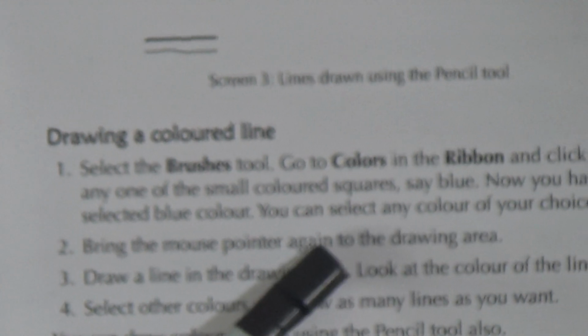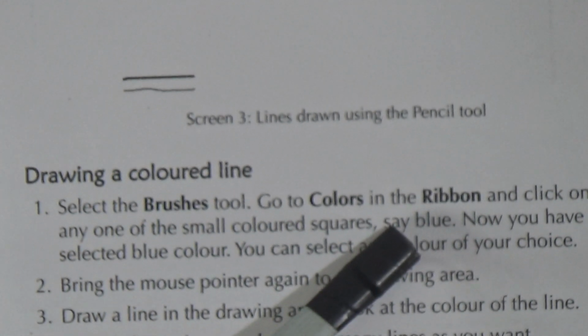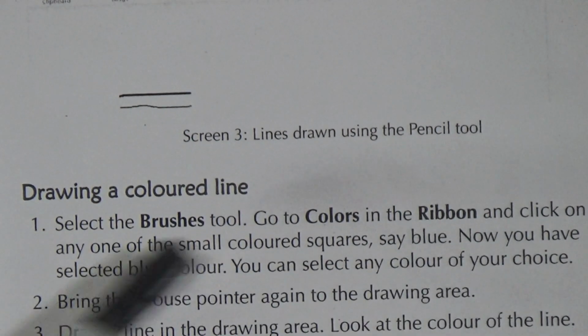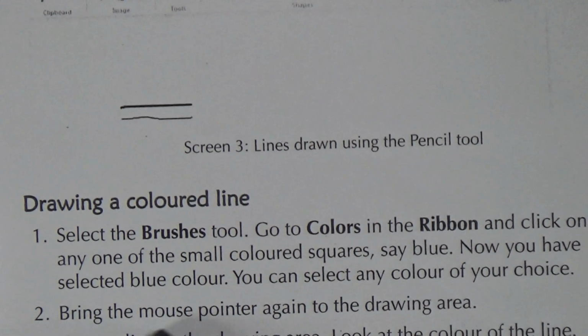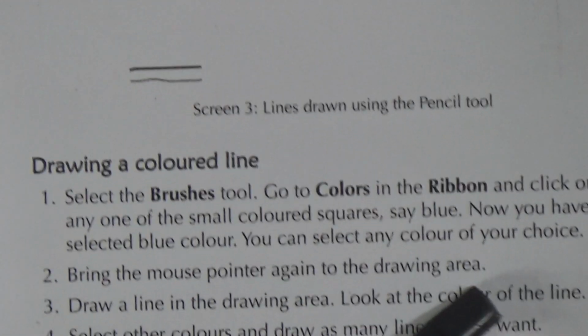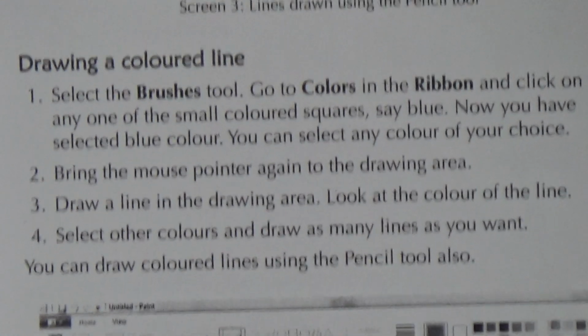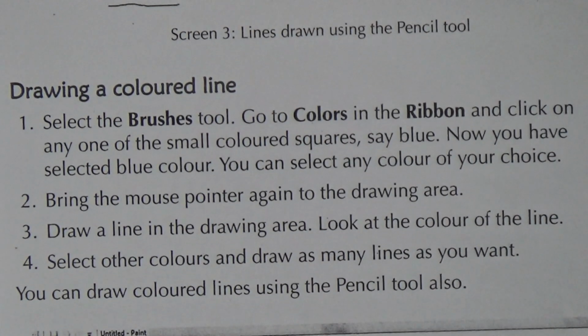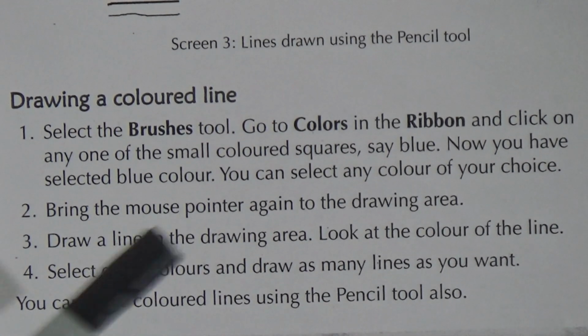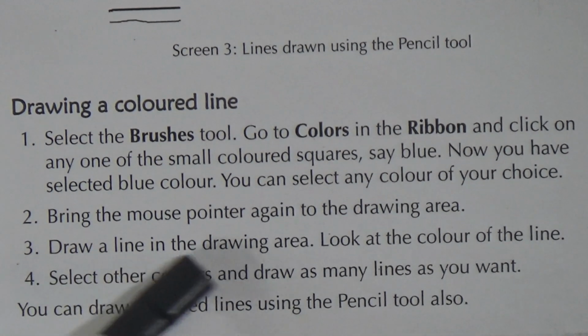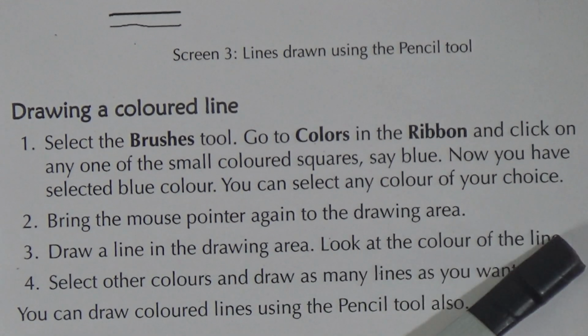So you can also select green or red or yellow or violet. Number 2, bring the mouse pointer again to the drawing area. So you will bring the mouse pointer to this white portion, that means to the drawing area again. And number 3, draw a line in the drawing area. Look at the color of the line.